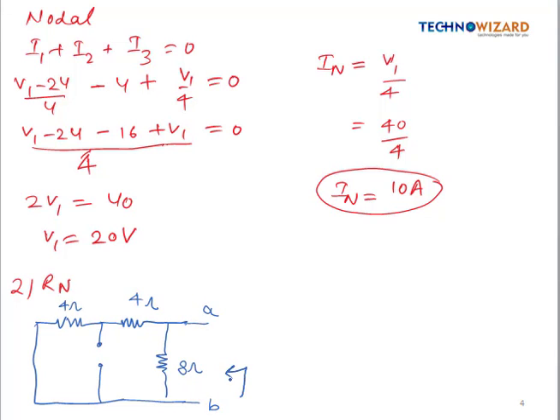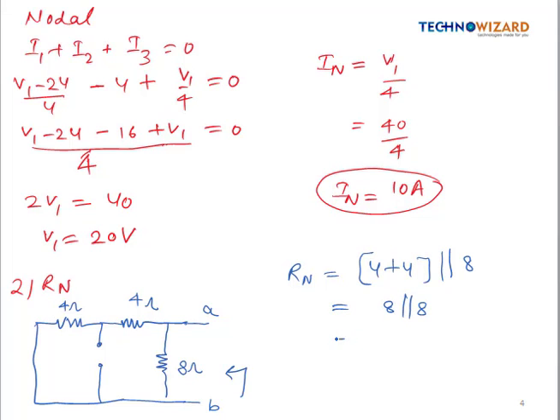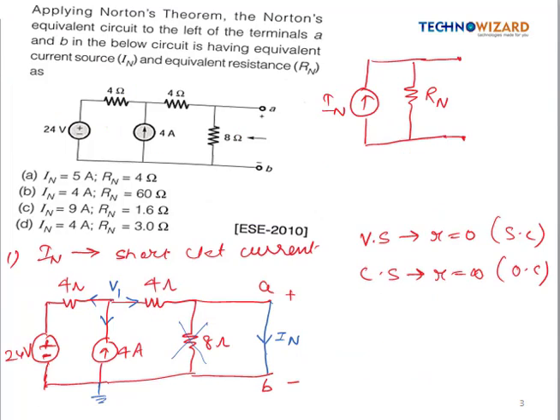Now from here we have to calculate the value of Rn. So now we can clearly see that these two resistances are in series, so Rn will become 4 plus 4, and the overall combination is in parallel with 8 ohm resistance. So this will be simply 8 in parallel with 8. So we are getting the value of Rn is coming as 4 ohm, right? So now we have calculated the value of IN and RN, right? So we can put here these values.